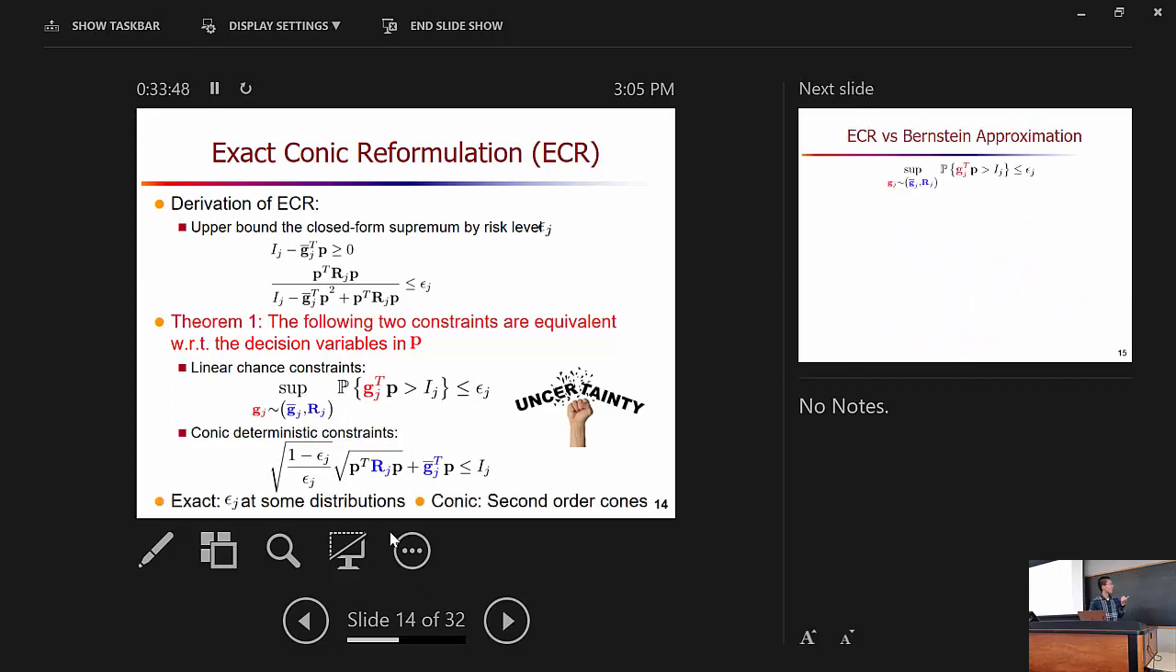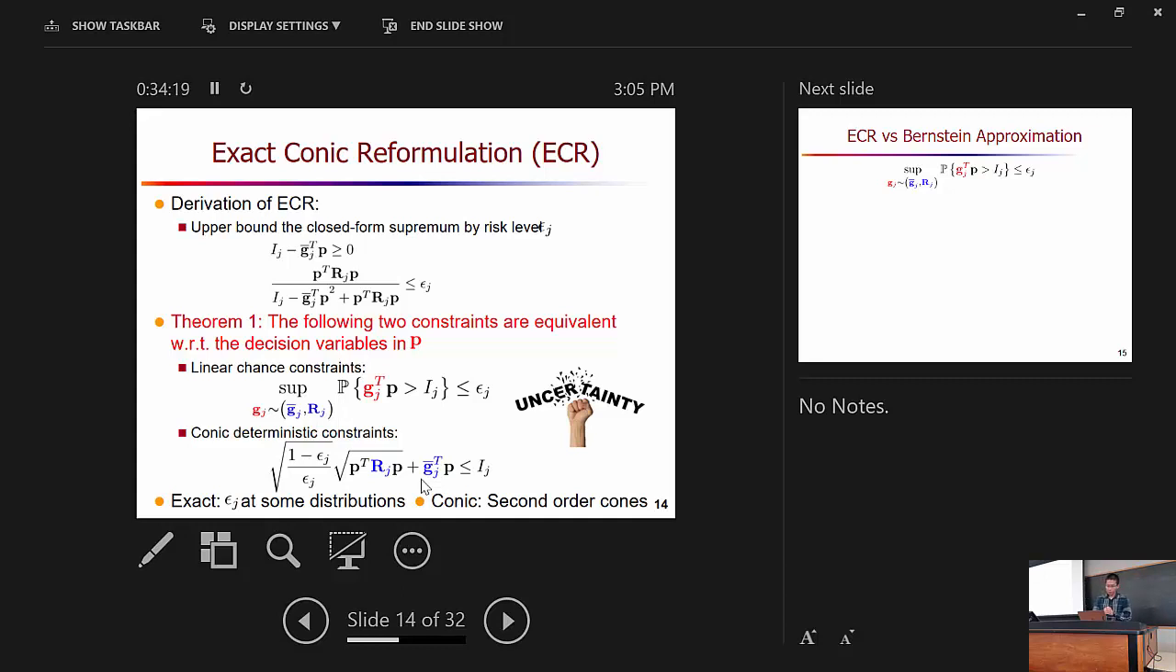Exact means that for some distributions, the violation probability is actually exactly epsilon, rather than just lower than that. For Gaussian, I tried it, and it's actually lower than epsilon. But since you don't know the distribution, you can't just assume Gaussian. And conic means that this newly derived constraint is a conic constraint. It's actually convex.